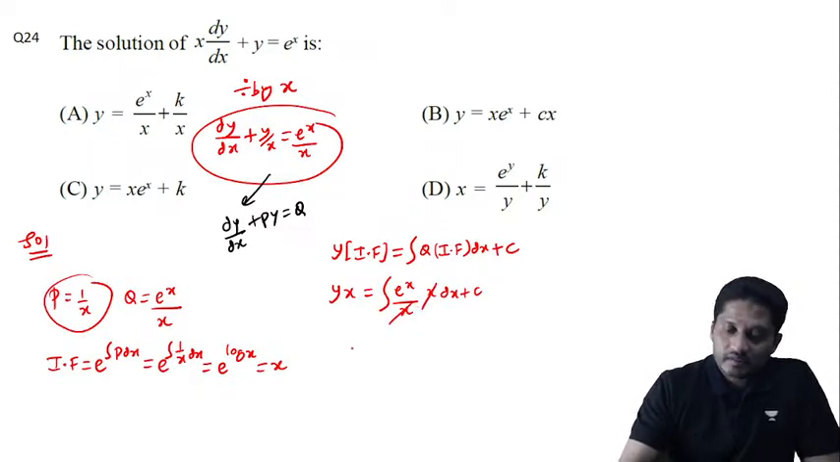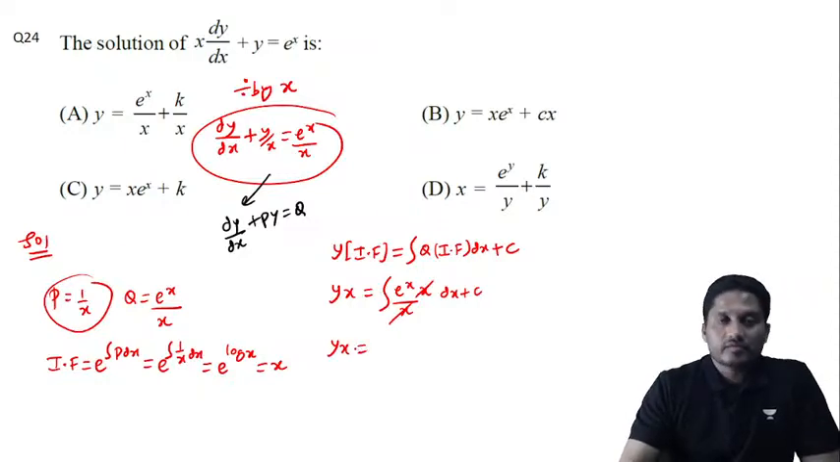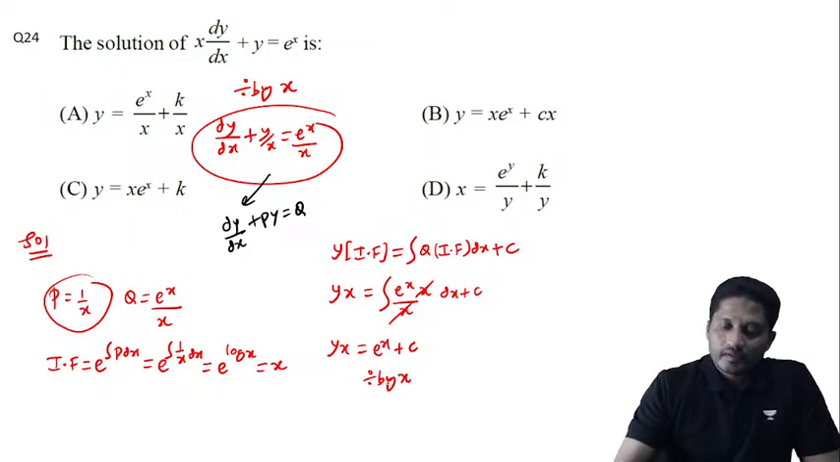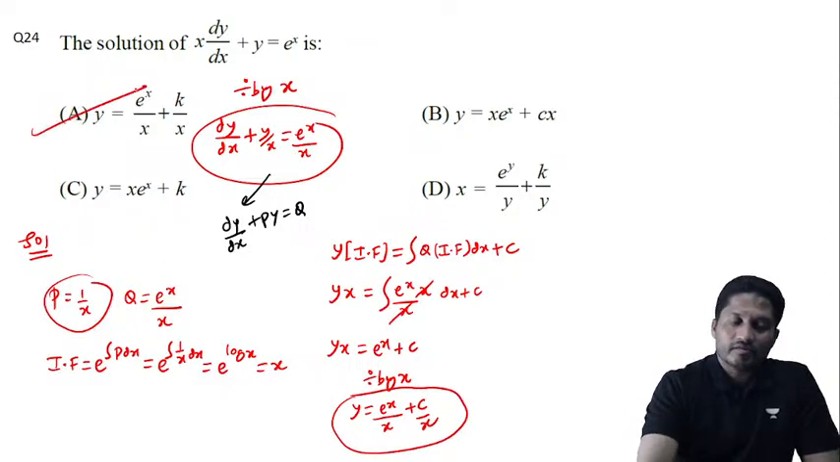This will cancel. Okay, this is x, so x will cancel x. X into y is equal to integration of e power x, which is e power x, plus c. Okay, there's no option like this. If I divide by x, y is equal to e power x divided by x plus c by x. C is a constant, k is a constant. Answer is option A only.